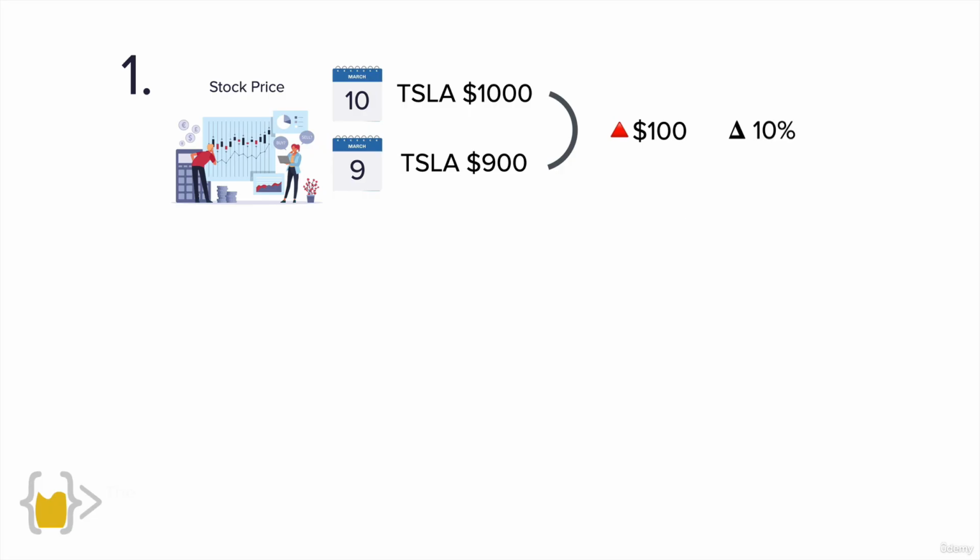Now, we can also calculate what percentage this rise represents. If we look at this difference of $100 and calculate it as a percentage of yesterday's closing price, then we can see that the price on March 9th was 10% lower than on March 10th.